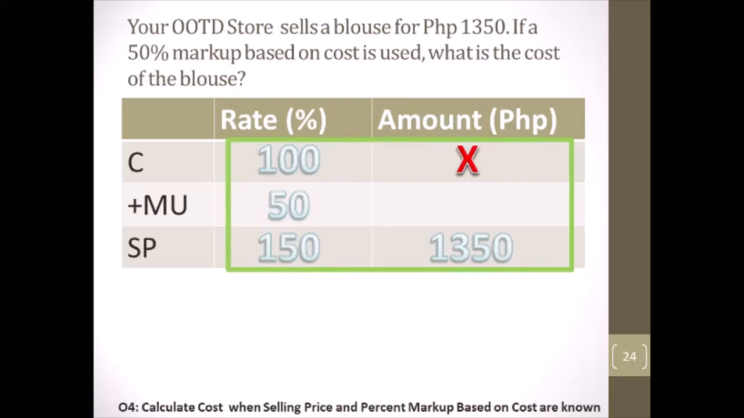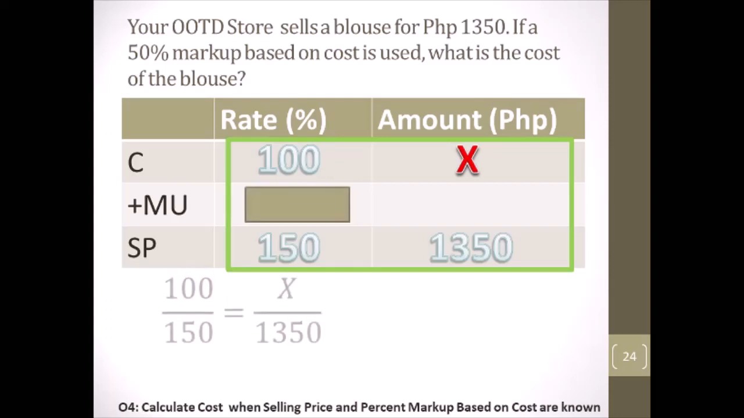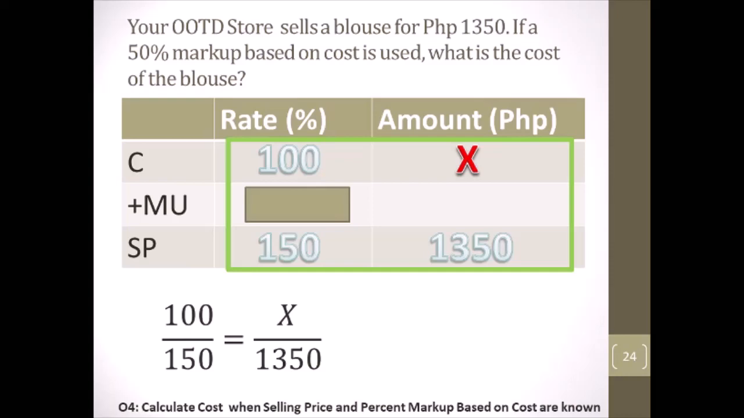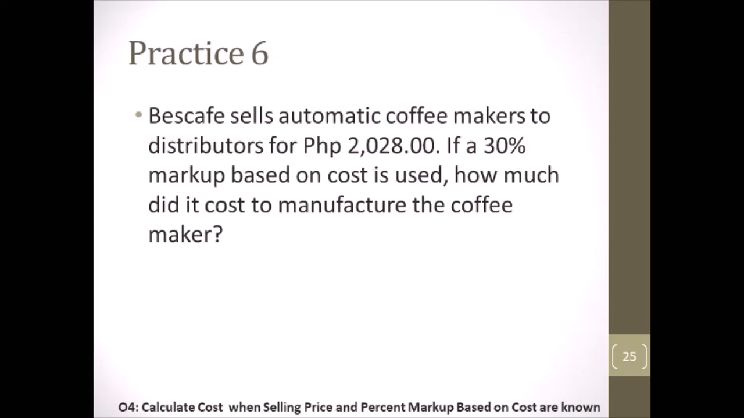So it's a large rectangle, so we will not use the 50% markup rate in our proportion. The proportion is, and performing cross multiplication, the cost of the item is 900 pesos. It's your turn. Practice item number 6.